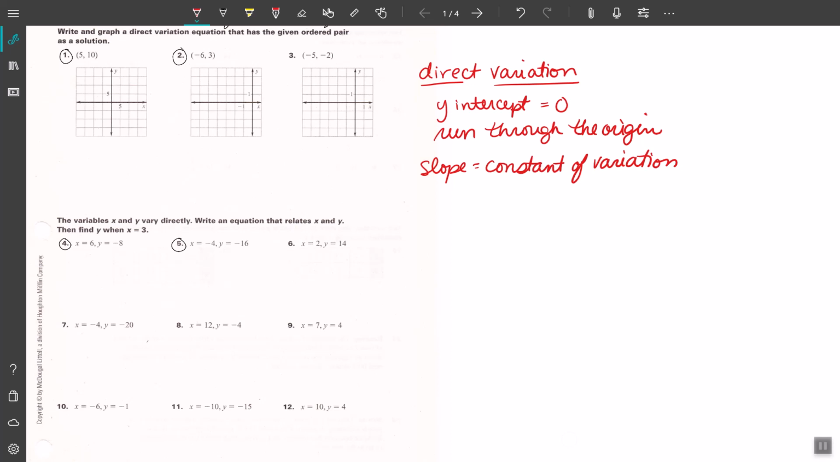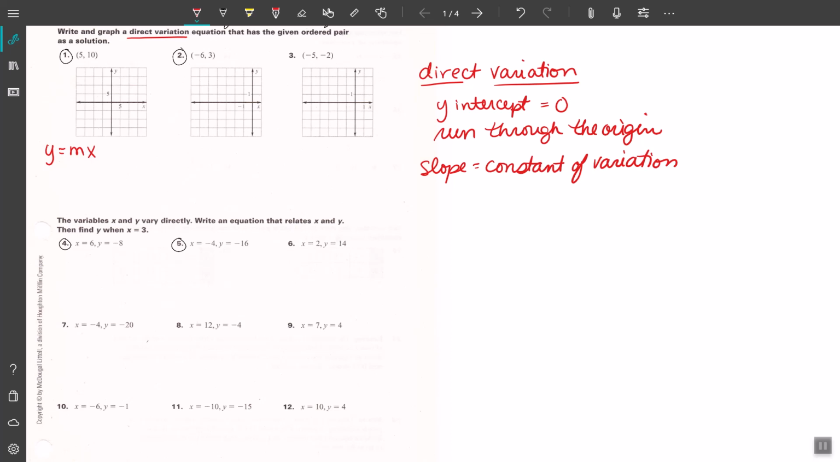Now, if we have a direct variation, then we know our y-intercept is going to be 0. And so we don't even need to write in that b. We don't need to write in plus b. Our formula becomes y equals mx. If I write the b in, it's just going to zero out because direct variation, and they've told you right here, means that the y-intercept is 0.